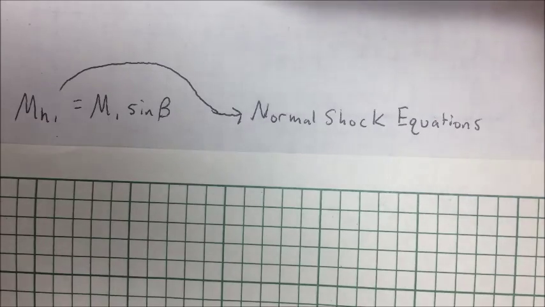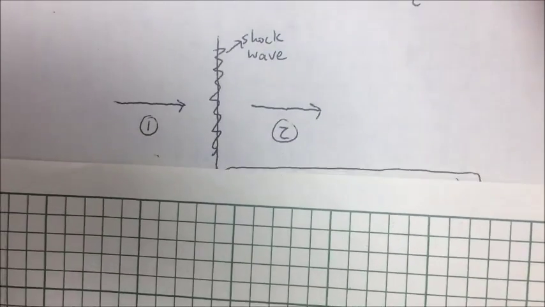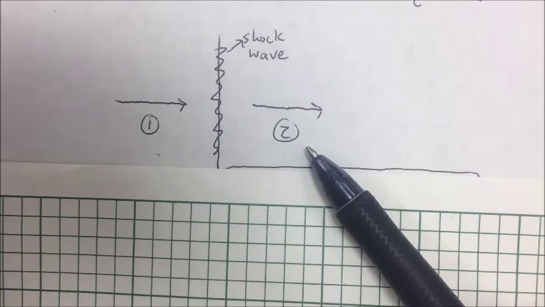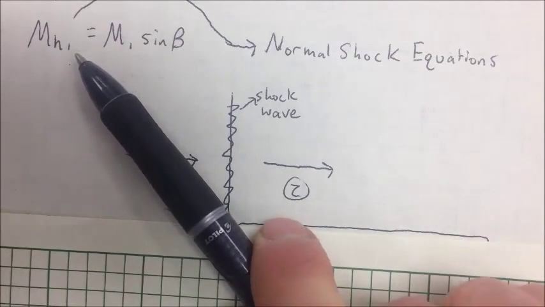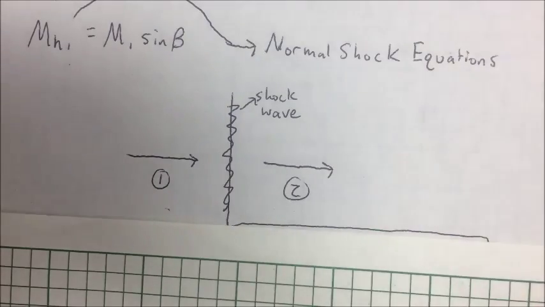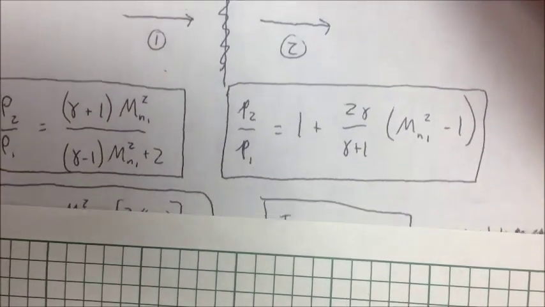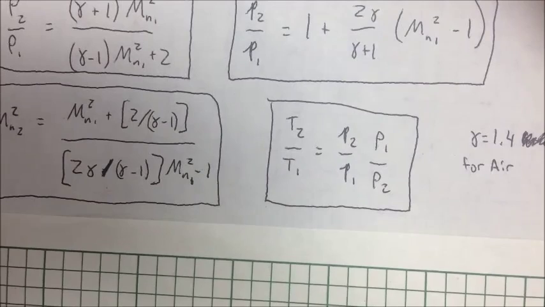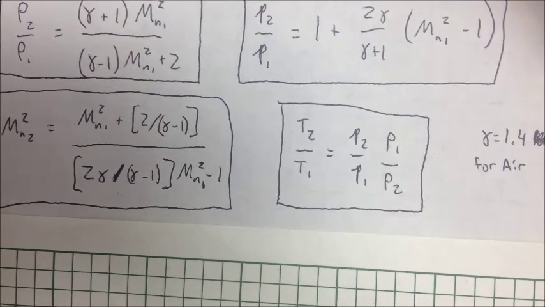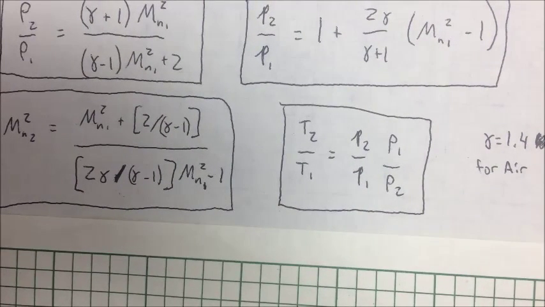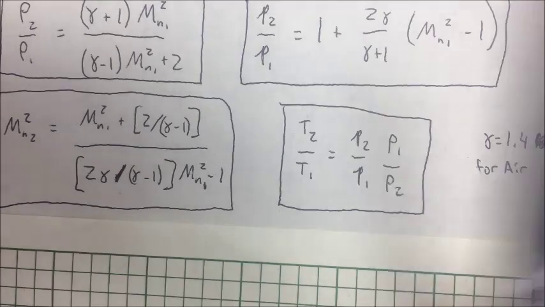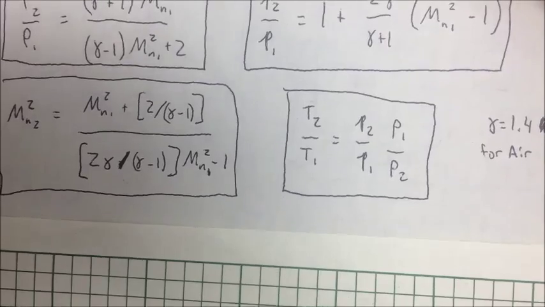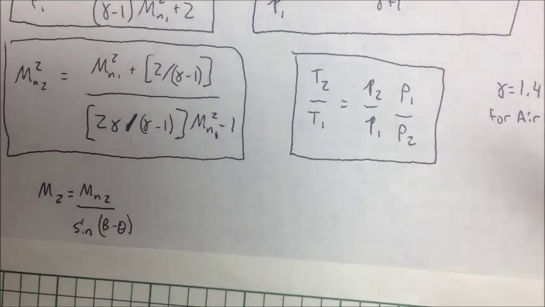A normal shock wave is given by a shock wave that is perpendicular to its upstream and downstream conditions. Again, using the normal component of the upstream Mach number as an input into the normal shock equations, we get the following relationships. Once we find the normal component of the Mach number downstream, we can use a geometric relationship to find the total Mach number downstream, as given here.